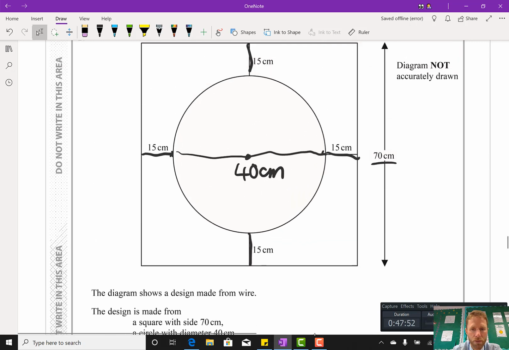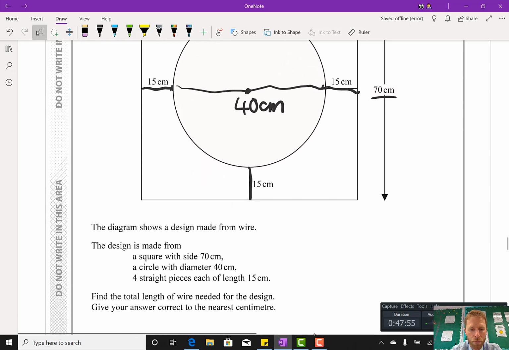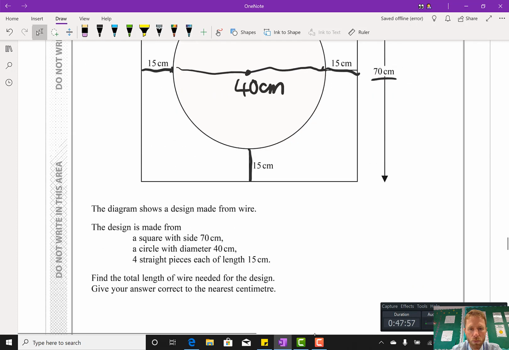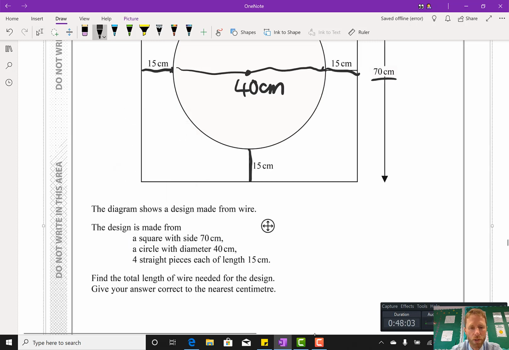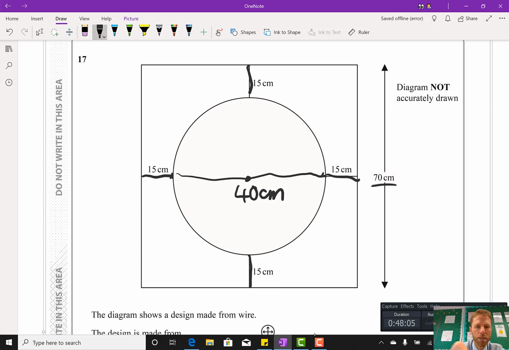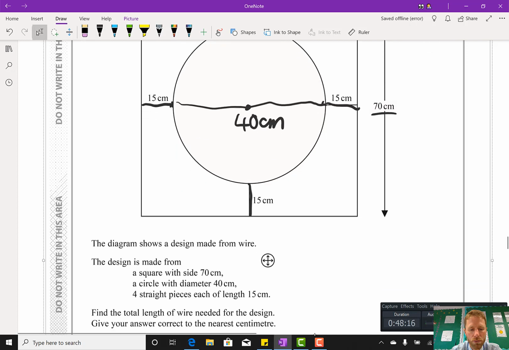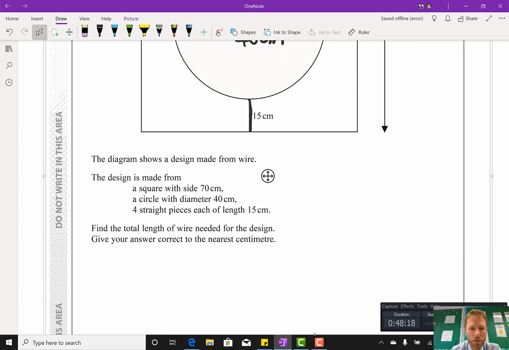Now, at this point, total, so all of the wire. The diagram shows a design made from a square, a circle, and 4 straight pieces. So, I'm going to need the distance around the edge of the square, the distance of these 4 pieces, so that's going to be relatively straightforward, and I need the distance around the edge of the circle, because that is going to give me the total length of wire. So, deal with the easy things first.